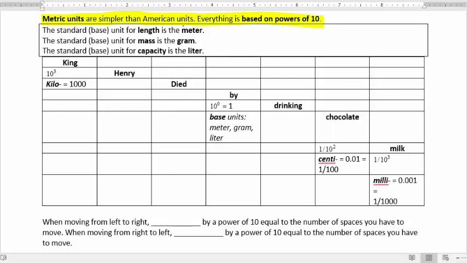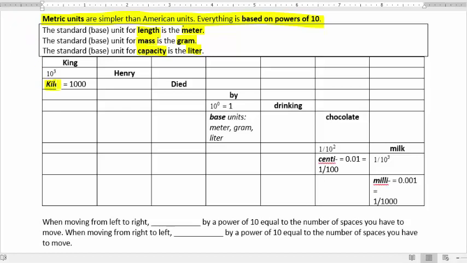So with metric units, the standard unit for length is called the meter. The standard unit for mass is called the gram. And the standard unit for capacity is called the liter. So what ends up happening is every unit of measure is going to be a prefix followed by the word meter, gram, or liter. So what are the different prefixes that we're going to use?